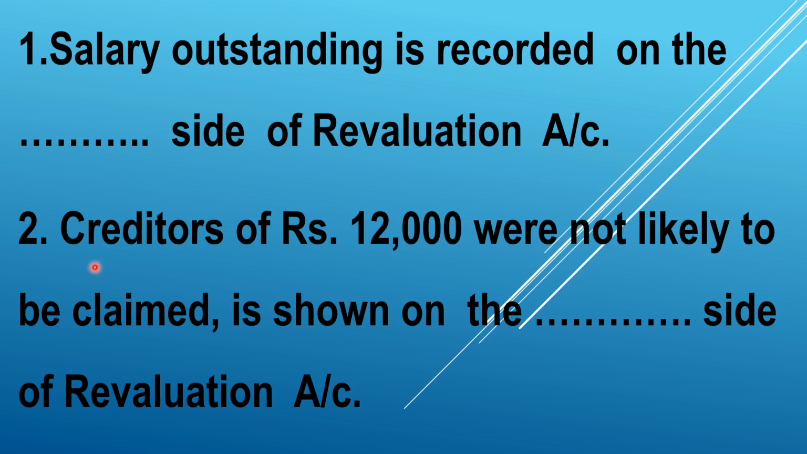Now, after that, question number 2. Creditors of rupees 12,000 were not likely to claim is shown on the dash side of the revaluation account. Again, this question is related to retirement, like creditors amount 12,000, which was not claimed. So it does mean liability value decreases. So opposite of the first one, the liability value decreases. So when liability value decreases, how do you deal with that? In case of revaluation account, it will be credit or debit. So learner has to select the answer.